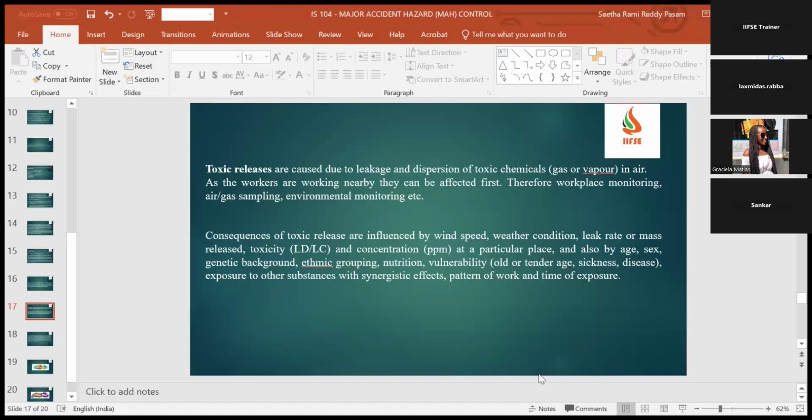So if I say 10 ppm in the atmosphere, that is the LC concentration, 10 ppm in the atmosphere. In that, 50% of the population will die. If 100 people are there in that concentration and 50 people die, that concentration will be considered as LC50.